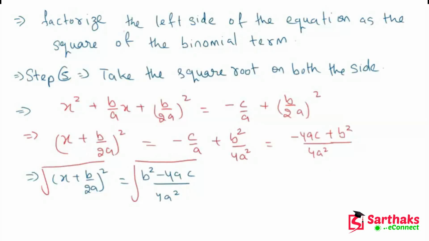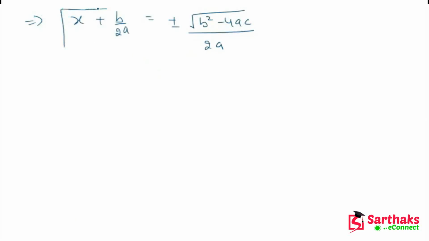We get what? x plus b upon 2a, which is equals to plus minus under root b square minus 4ac divided by twice of a. Okay, my dear friends, so this is our roots.